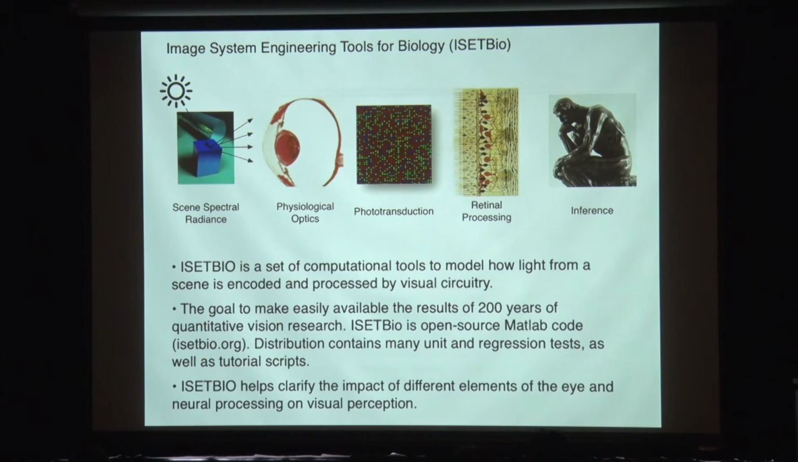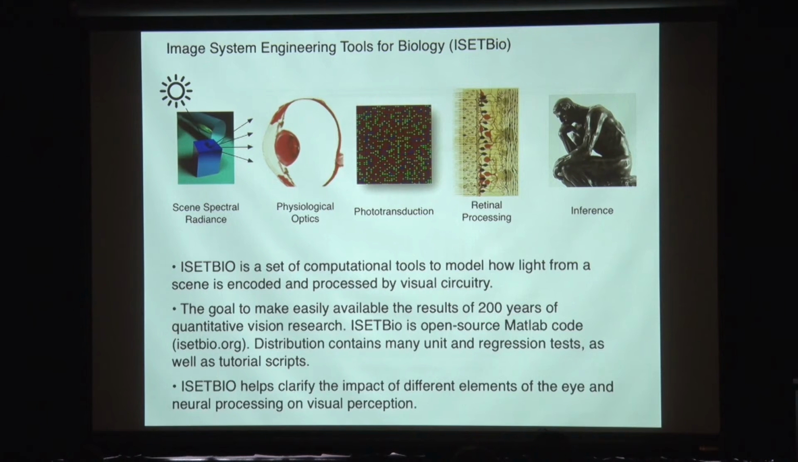To say that more explicitly, it's a set of computational tools designed to model how light from the scene is encoded and processed in the end by visual circuitry. We're starting at the beginning and working our way in. And as you'll see, we haven't gotten even past the first synapse yet, but there's still a lot of richness there to think about.